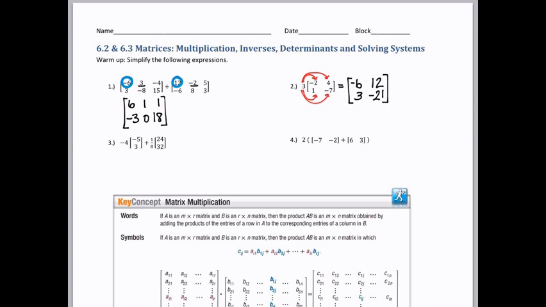So number 3 and number 4 are kind of those two processes mixed. If you want to take a minute, pause the video, try them out, and check your answers, you can. If you want to go through and watch me do them, that's fine too. Here it is.